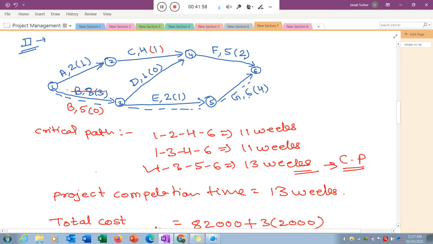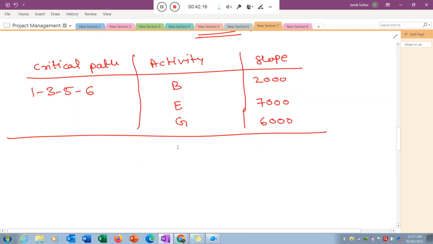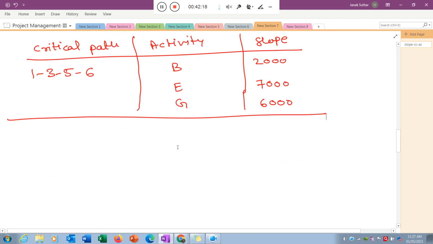Because after that, if you reduce by 3 weeks, the length will be 10 weeks. Okay, no issue, but this will not reduce your project time. Your project time will not be 10 weeks, it will be 11 weeks. Now the new critical path will become. So keep in mind all these things, and according to that, I select the critical activity.